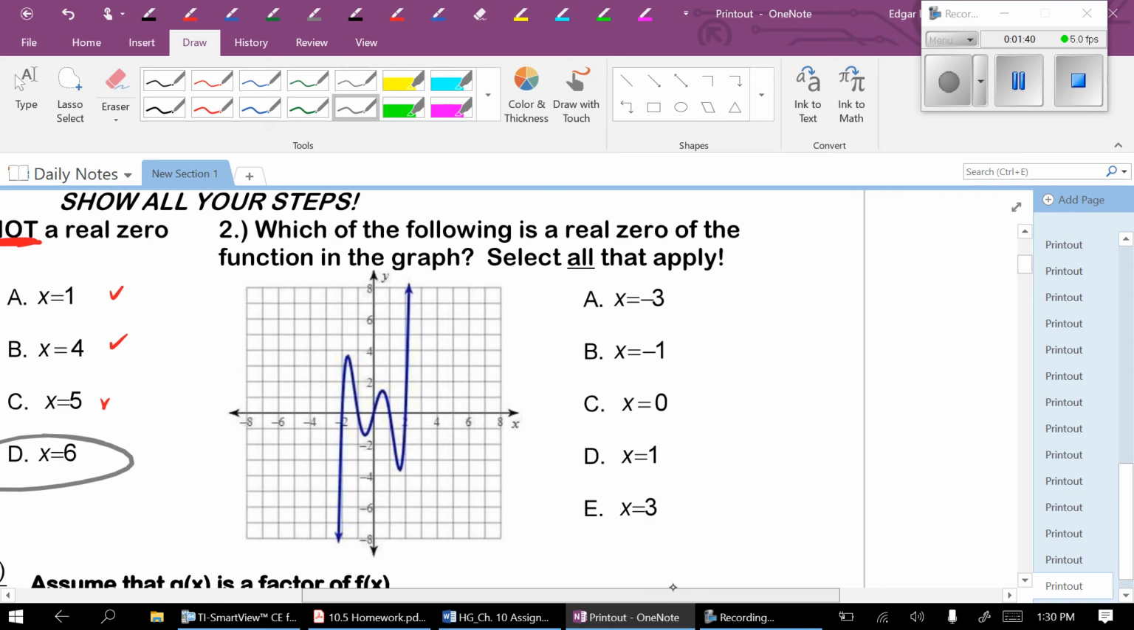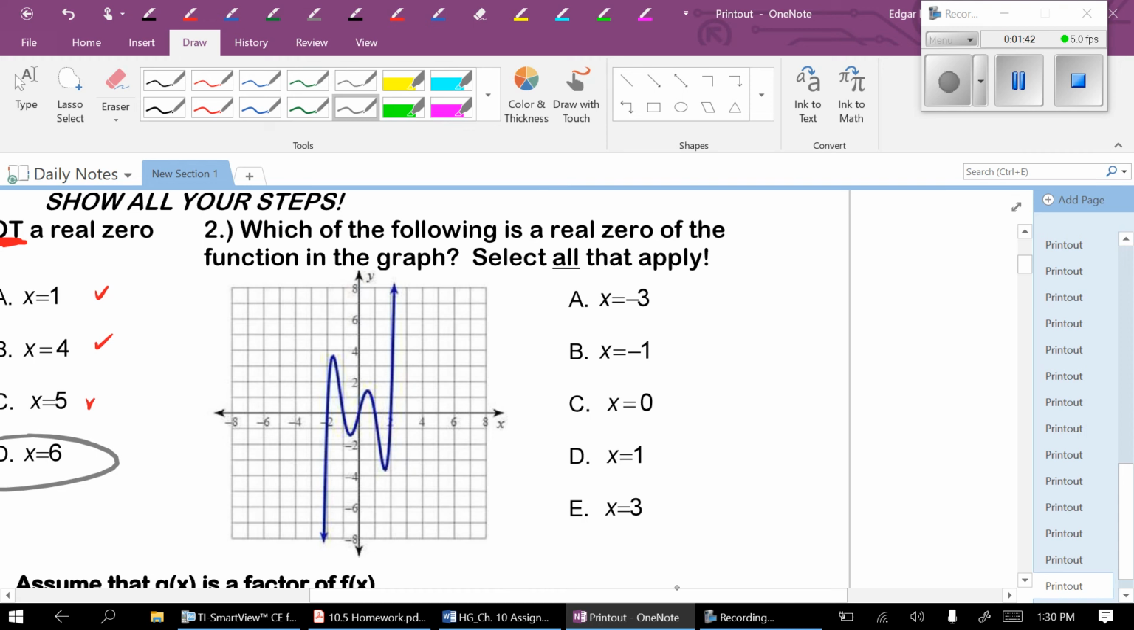Okay. The next one says which of the following is a real zero. So this time we want the ones that are real zeros of the function of the graph and select all that applies. So let's go ahead and do the same. So I'm going to go ahead and just use my little dots here. It looks like I have 5 real zeros there. And what I'm going to go ahead and do here is just check which one of these 5 choices actually qualify as one of those real zeros.